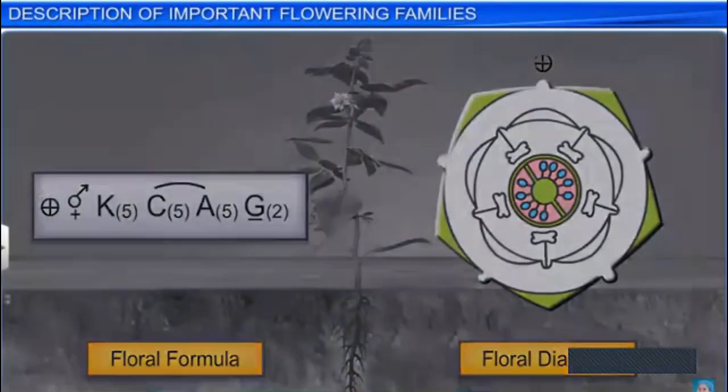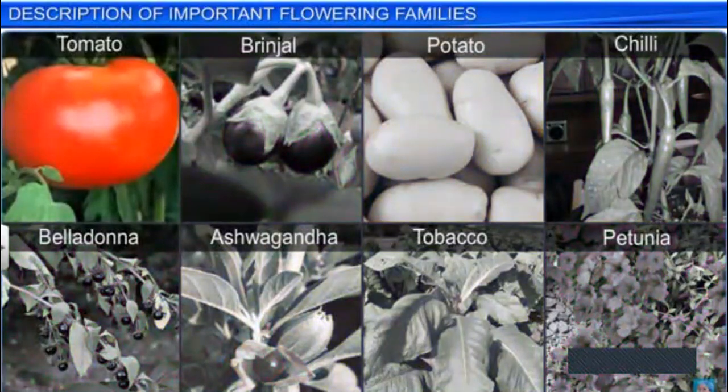Many plants like tomato, brinjal and potato, belonging to the Solanaceae family, are used as food. Chili is used as a spice, and belladonna and ashwagandha are used as medicines. Tobacco has fumigatory properties, and petunia is an ornamental plant.